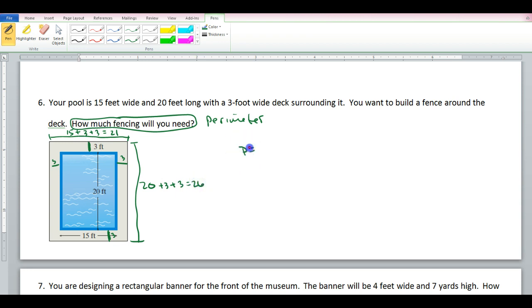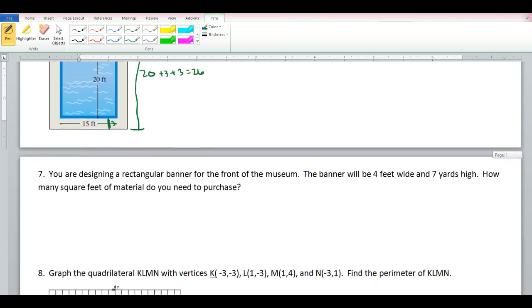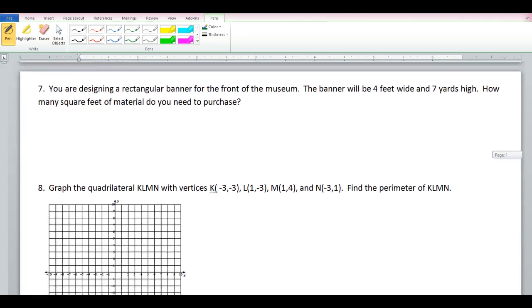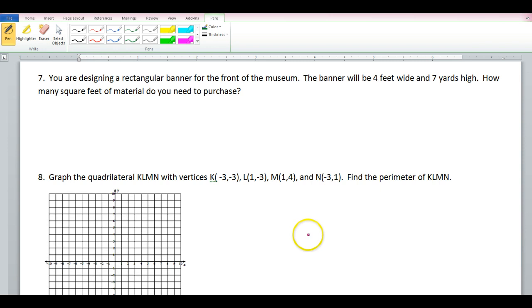So the perimeter of fencing you would need would be 21 plus 21 plus 26 plus 26, and that would give you 42 plus 52, 94 feet of fencing. Okay, so that's pretty much area and perimeter. We have a couple more here.